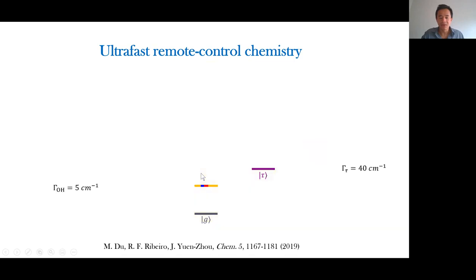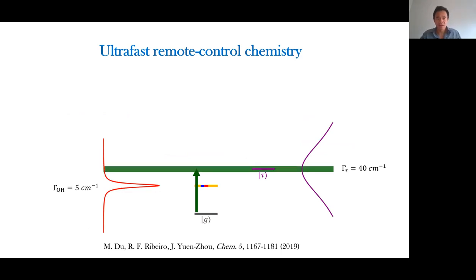So if you photoexcite, say, here, because there is no resonance, the polaritons are not resonant at the energy, there is little overlap between the transition that induces the photoisomerization. So then you see no reaction.